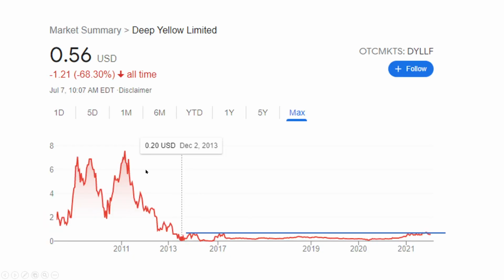We've got Deep Yellow. We've got the downtrend phase. We've got the accumulation phase down here, and we're trying to break and move into an uptrend phase. So I also like Deep Yellow because of the characteristics of this chart, and because I like Deep Yellow and its management team.